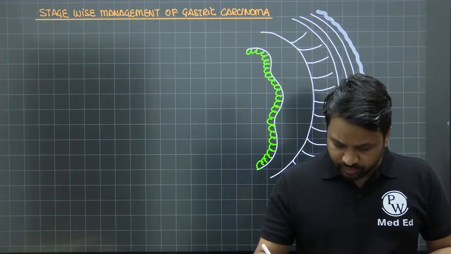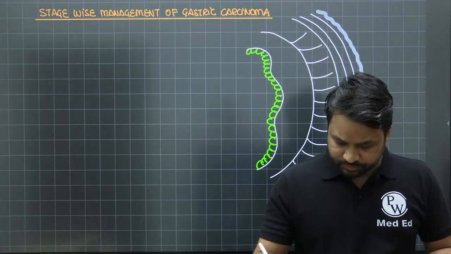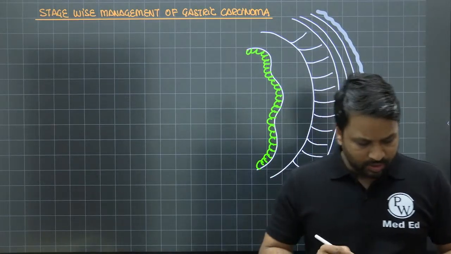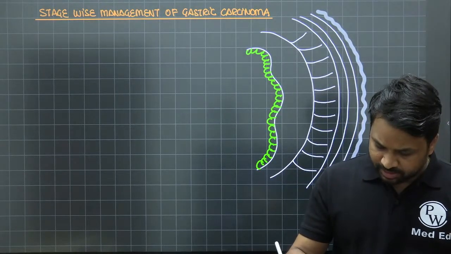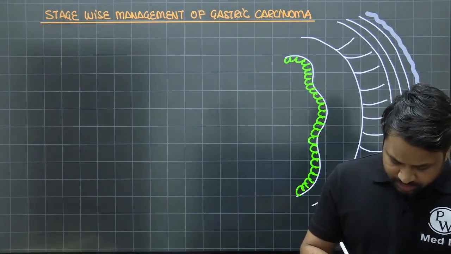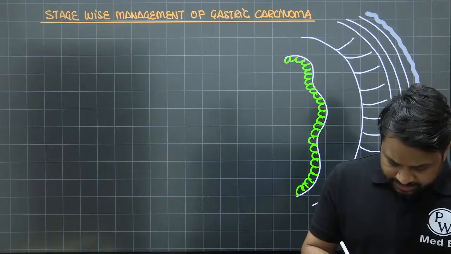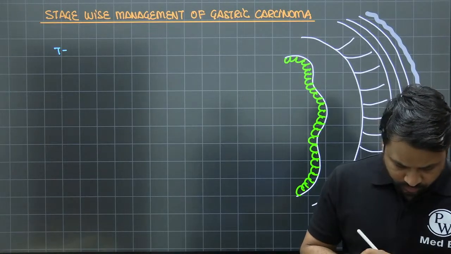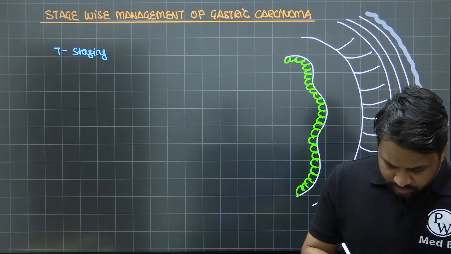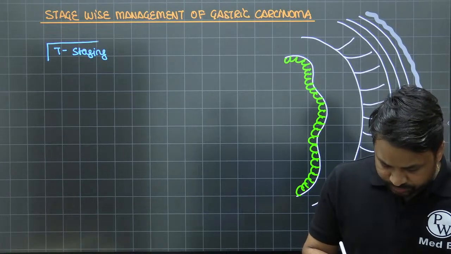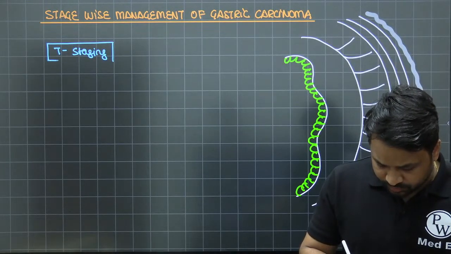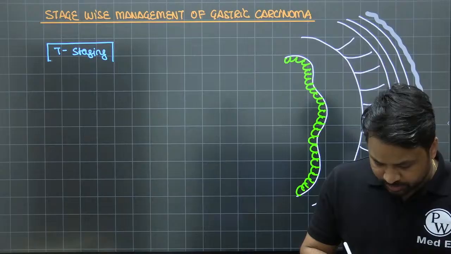Now, when we talk about malignancies, let's talk about how a tumor is going to be present. In the TNM classification, we're talking about the T staging first. Here it depends upon the depth of the invasion. The T staging of gastric cancer depends upon the depth of the invasion, right?